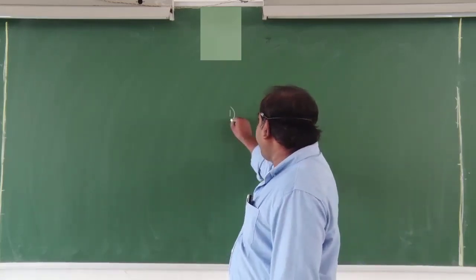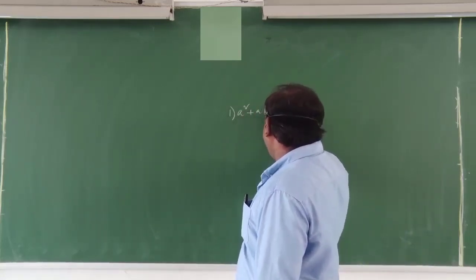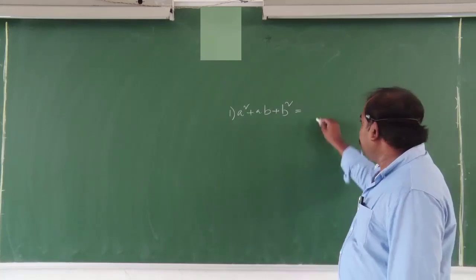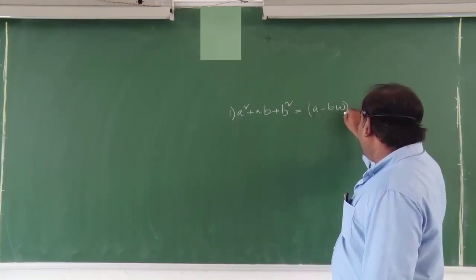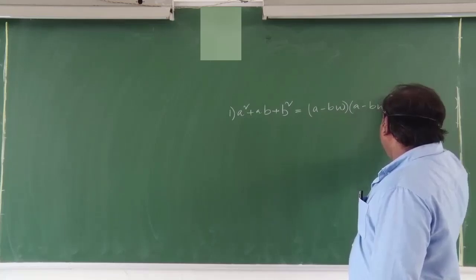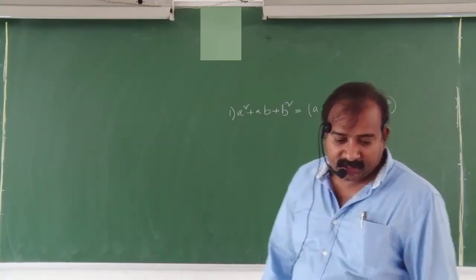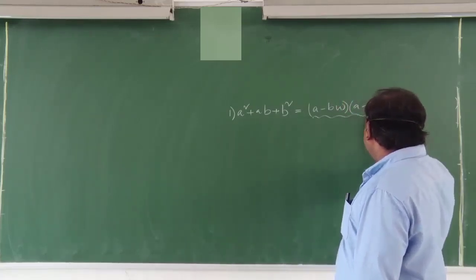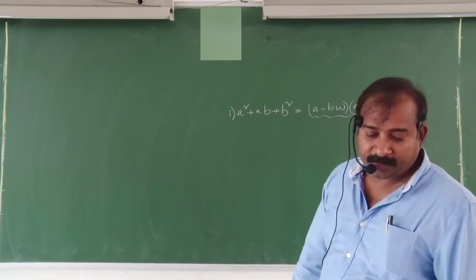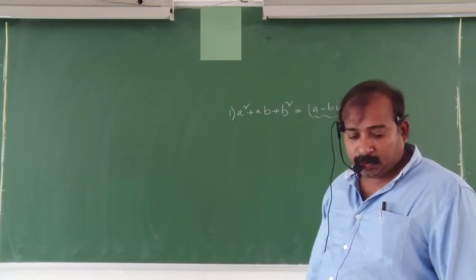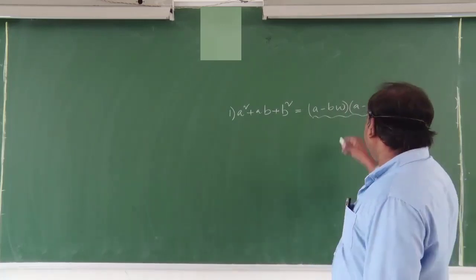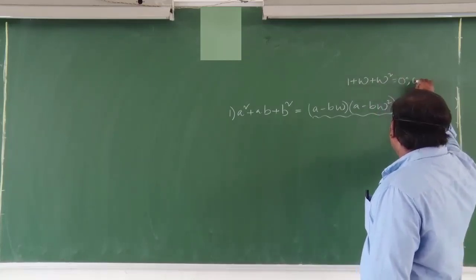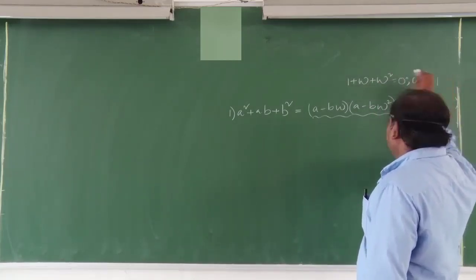First property I am writing: a square plus ab plus b square equals a minus b omega whole square, like this one. A minus b omega square. If you multiply this, here omega is nothing but the complex cube root of unity. So automatically 1 plus omega plus omega square equals 0 and omega cube is 1. We have to take it like this.